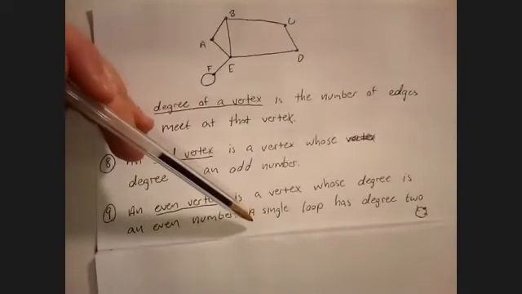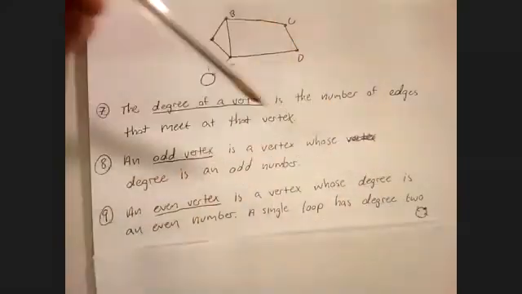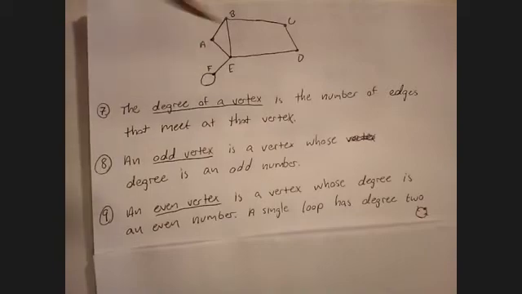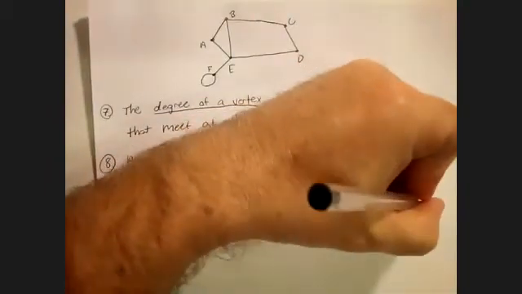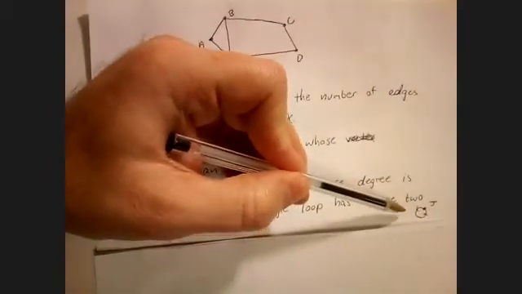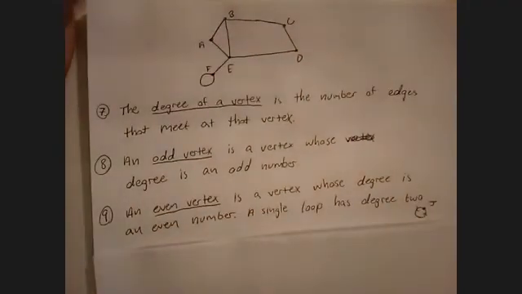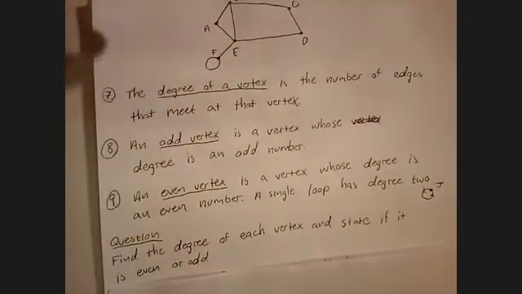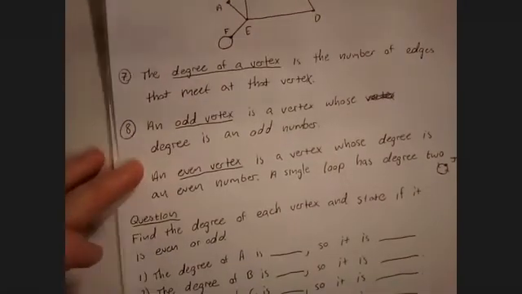But then it needs to be said that a single loop has a degree of 2. So I did it here. So here at F, that's what we're going to look at in a second. But to do an example, we'll call this J again. This loop J is a loop by itself, and it has a degree of 2. Okay, that's what we're going to call that now. So find the degree of each vertex and state if it's even or odd. And I've listed them out, so we don't have to do that again.